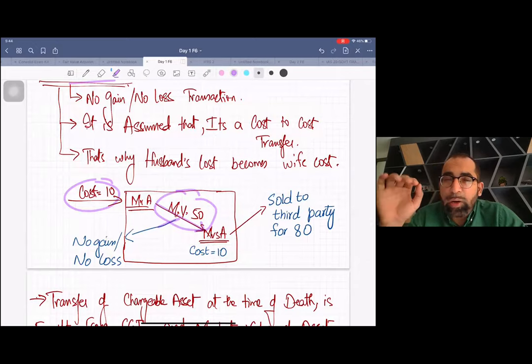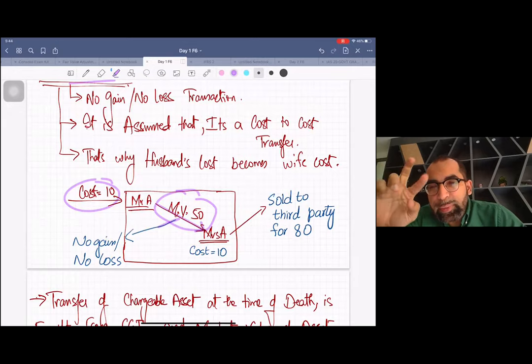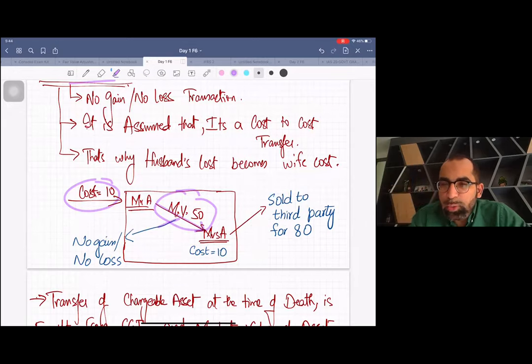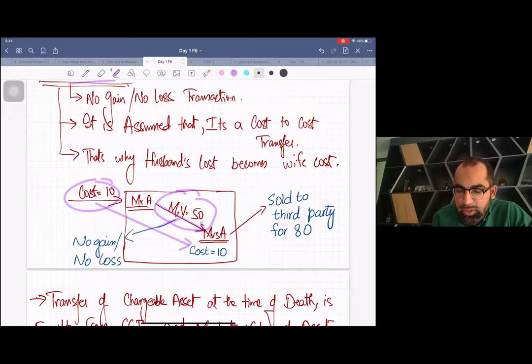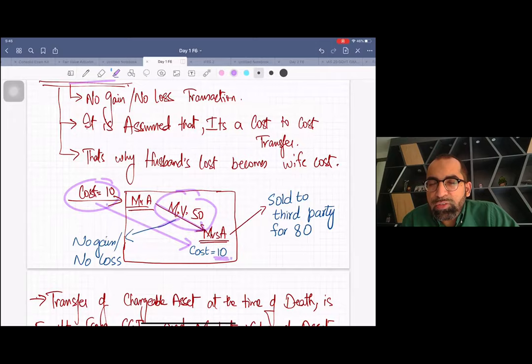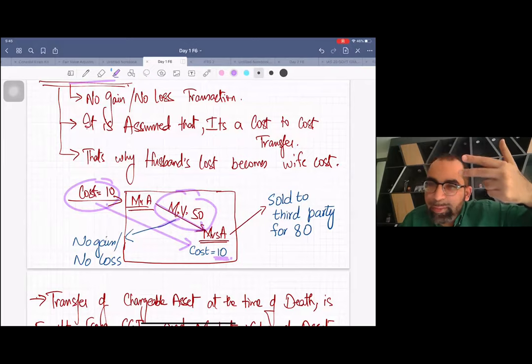Okay. And how come gain or loss is zero? When DP and cost are the same. So you should assume that Mr. A transferred, sold it for 10, the same as cost. So whatever is the cost of Mr. A will be the cost of Mrs. A. It is assumed that Mr. A transferred this asset to his wife on cost. Because now DP is 10 and cost is 10, so automatically gain or loss is zero, right?